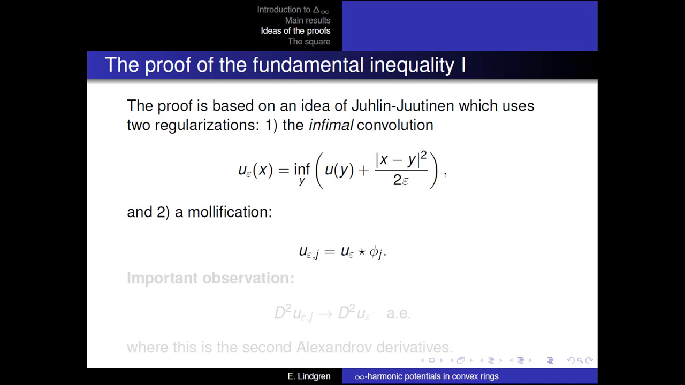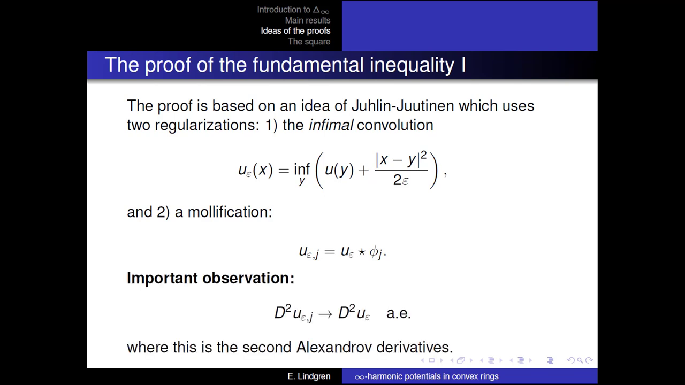So the important thing they noticed here is that if you look carefully at the proof in, for instance, Evans and Gariepy's book of Alexandrov's theorem, these Alexandrov second order derivatives, which exist due to the semi-concavity of this function, they converge almost everywhere. And this is a very crucial observation. If you take some other approximations where you cannot play with this, I don't know how to do it.